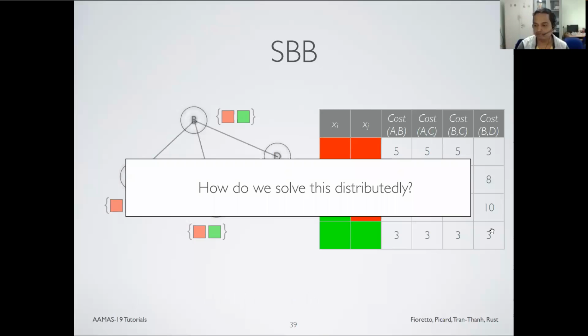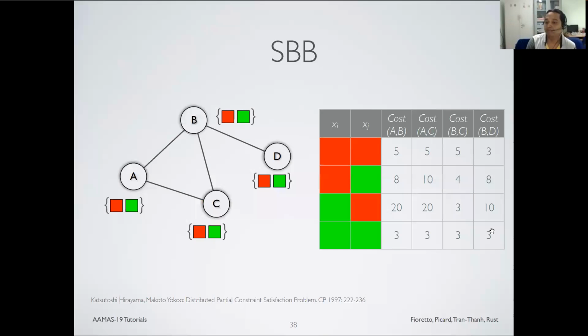What is the objective? How do we solve this distributedly with minimum cost? So we have to assign the color to each node. We have to assign the color of each node with minimum cost. That is our objective.